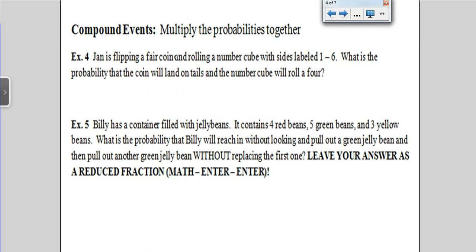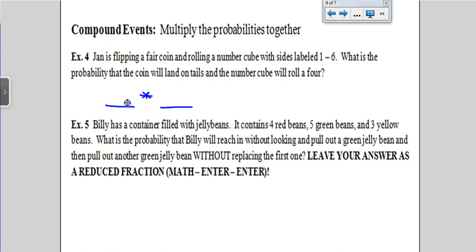Compound events, we're going to multiply their probabilities together. Now usually they're independent events, but we'll look at a case where they're not necessarily independent. Jan is flipping a fair coin and rolling a number cube. For some reason they don't call them die, they call them number cube, with 6 sides. What's the probability that the coin will land on tails and the number cube will roll a 4? So since I have 2 events, I'm going to go ahead and draw 2 blanks, and I know I'm going to multiply the probabilities together.